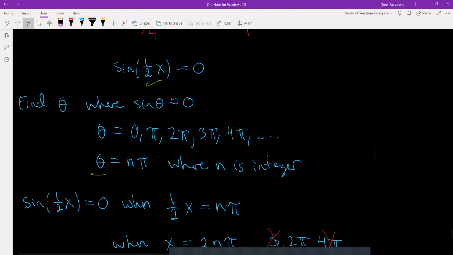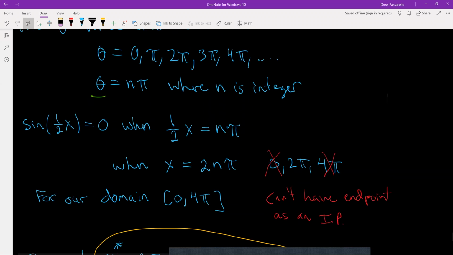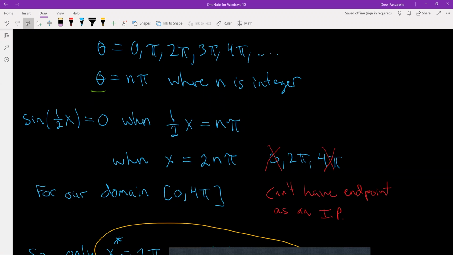All right, and then I just substitute 1/2 x in for theta. So instead of theta equal to n times pi, it's 1/2 x equal to n times pi. And solve for x, so you multiply both sides by 2. That's where I get 2 n pi.